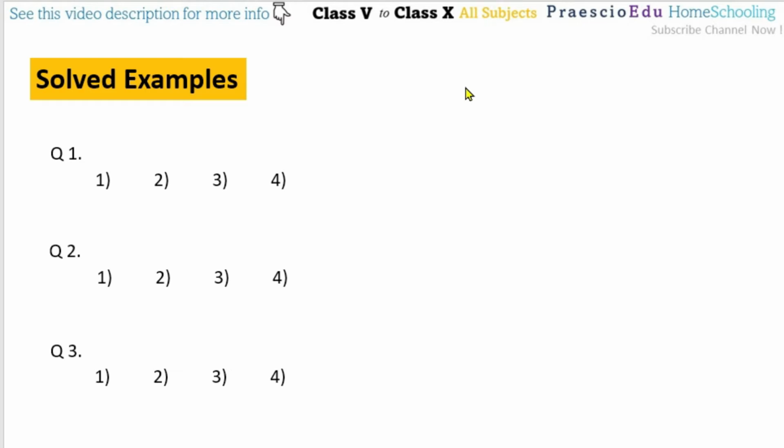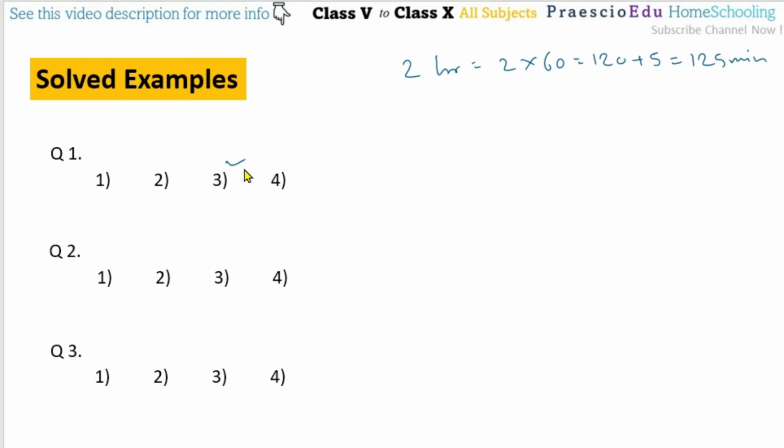But 2 hours means, as we know, 1 hour is equal to 60 minutes, so 2 hours is equal to 60 multiplied by 2, it's 120, and plus that 5 minutes, so that is 125 minutes. So 125 minutes, option number 3 is the correct answer.